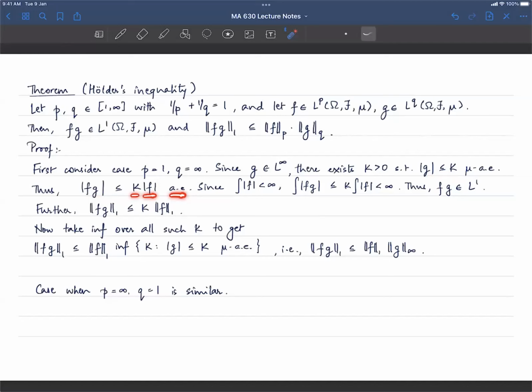Okay, now I look at this thing that I'm underlining and this thing that I'm circling. Both of these are non-negative measurable functions. And if one is less than or equal to the other, then the integrals will also respect that. So the integral of the absolute value of FG is going to be less than or equal to K times the integral of the absolute value of F. But wait, the integral of the absolute value of F is finite. Why is that true? That is true because F is in L^1.